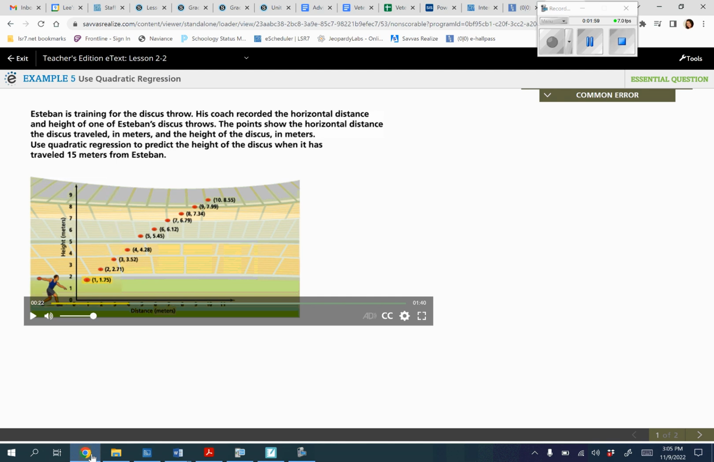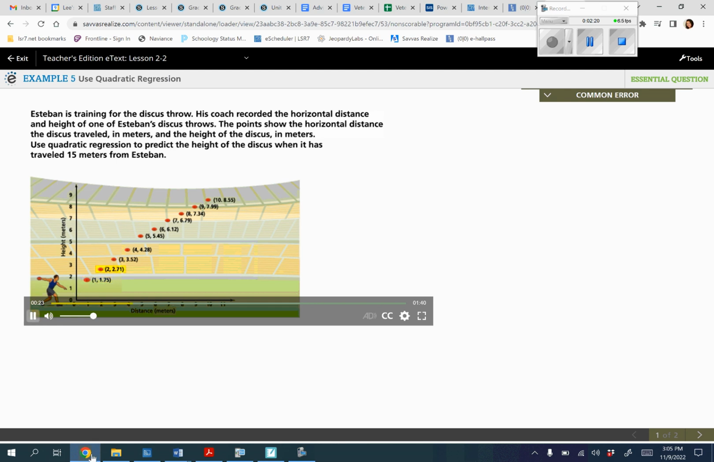So what I would suggest is go ahead and write these points down, if you need to, okay? But what we're going to do is actually use a table, and they may talk about it, so I'm going to let this video go as well. We're going to create a table so we can use our regression feature on our graphing calculator.